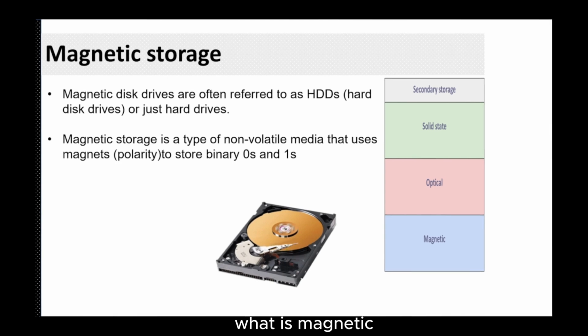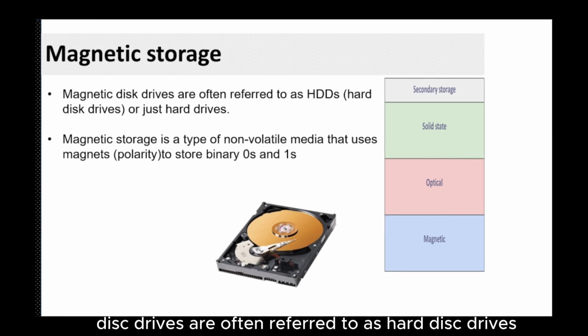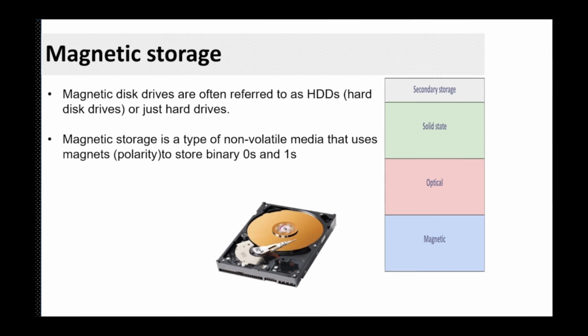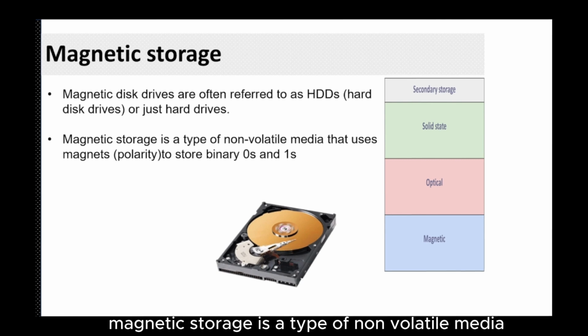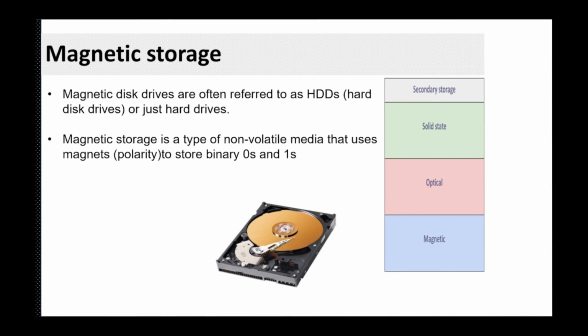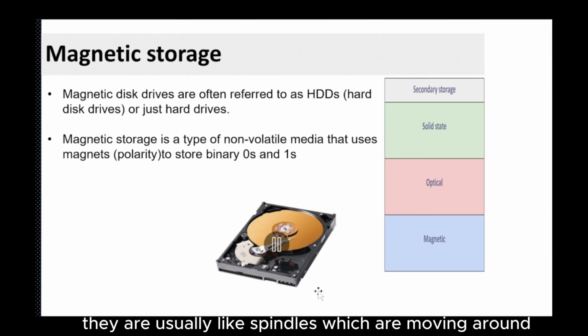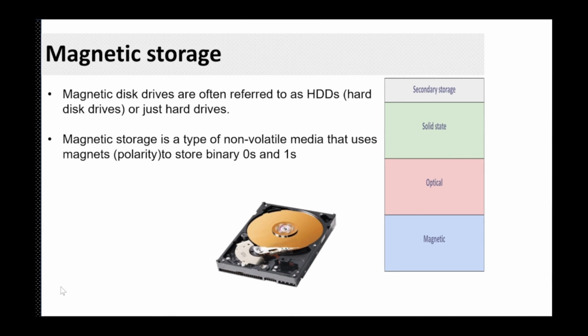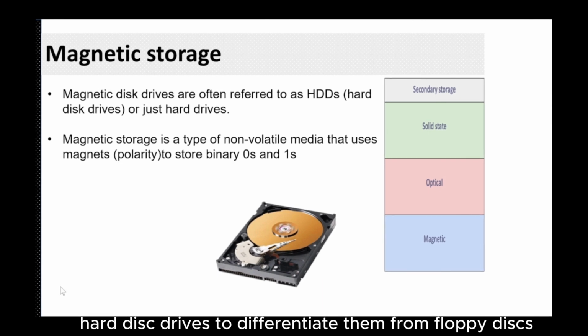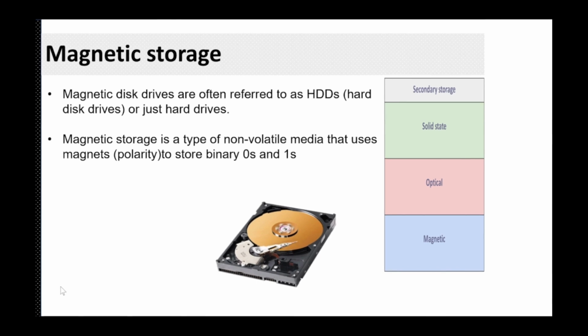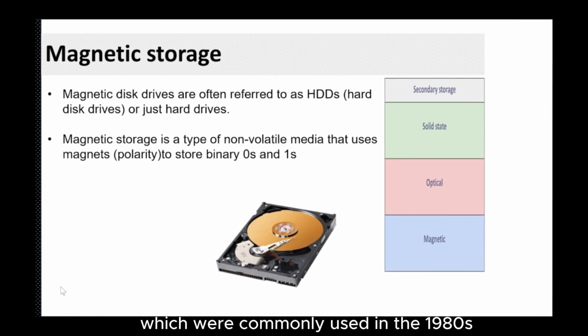Now, what is magnetic? Magnetic disk drives are often referred to as hard disk drives. Magnetic storage is a type of non-volatile media that uses magnets to store zeros and ones. As you can see, this is how they used to be. They are usually like spindles which are moving around. Originally, they were called hard to differentiate them from floppy disks, which were commonly used in the 1980s.